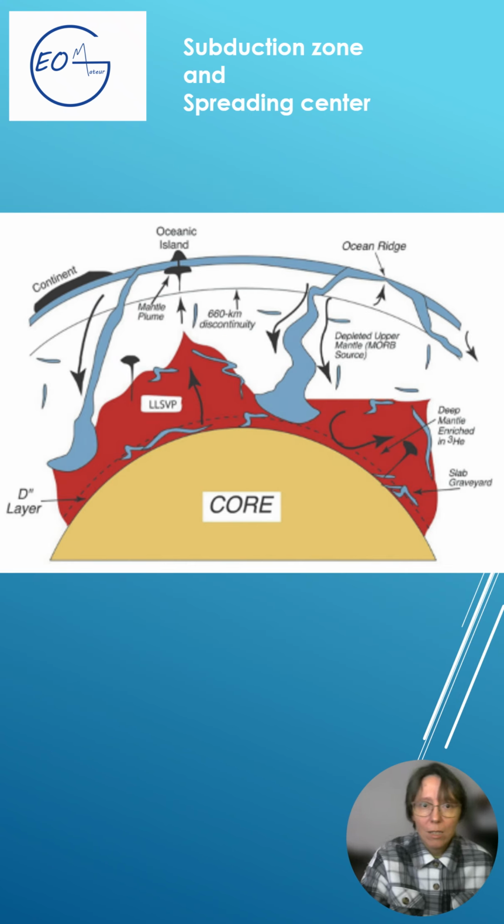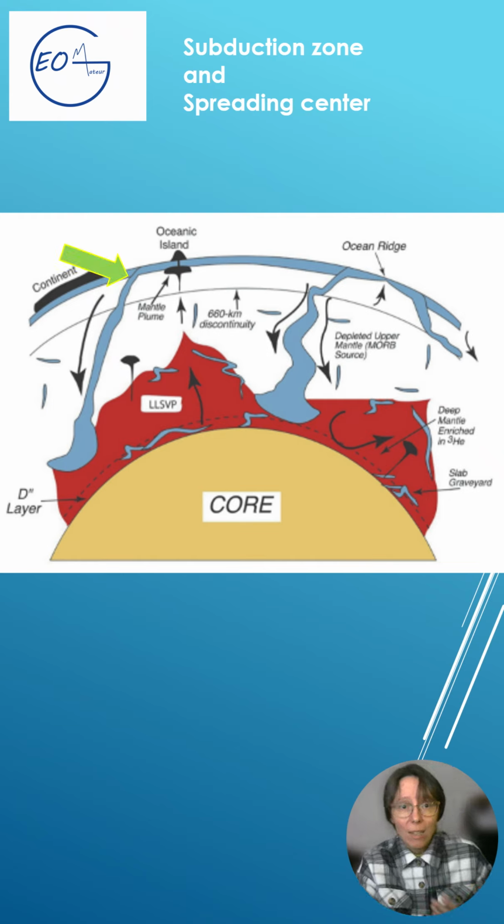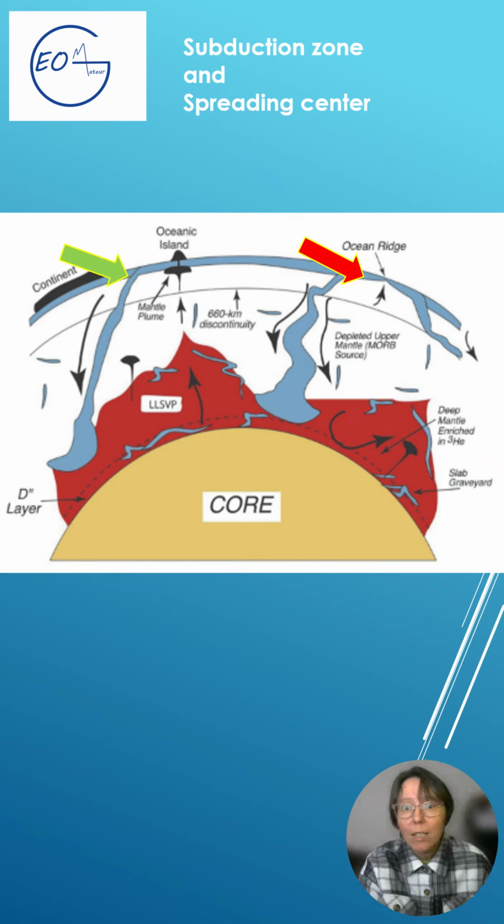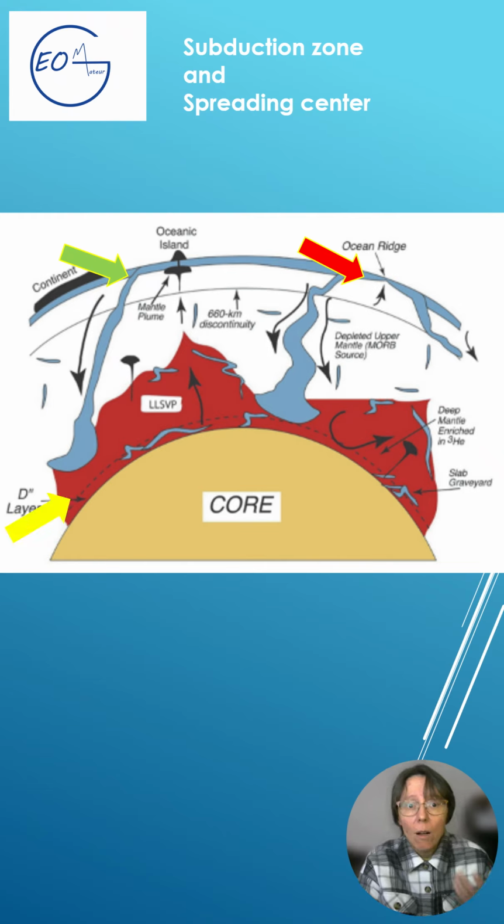Summarizing, subduction zones recycle all oceanic lithosphere, while spreading centers create new. Together they keep Earth's surface in motion. This amazing cycle is what keeps our planet alive, driven not only by surface plate interaction but also by deep mantle convection and the dynamic structure of the core-mantle boundary.